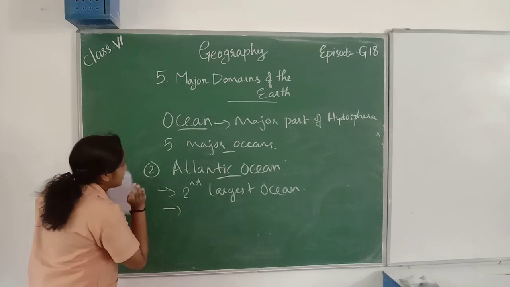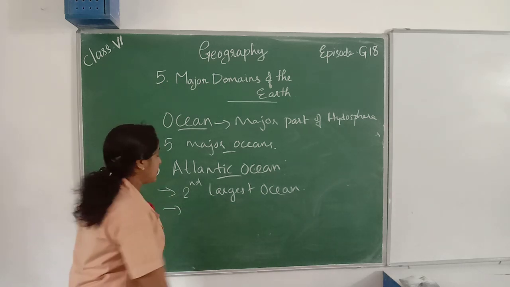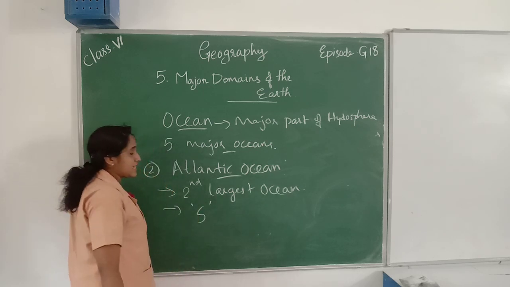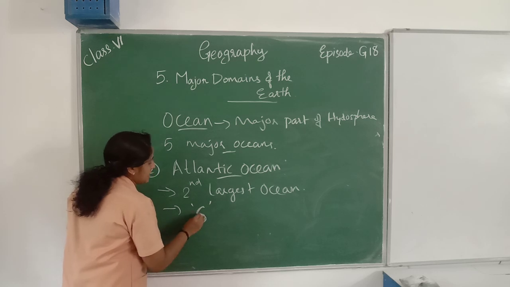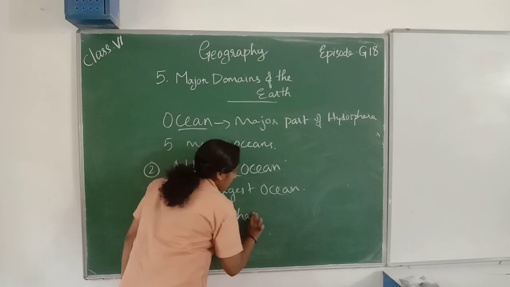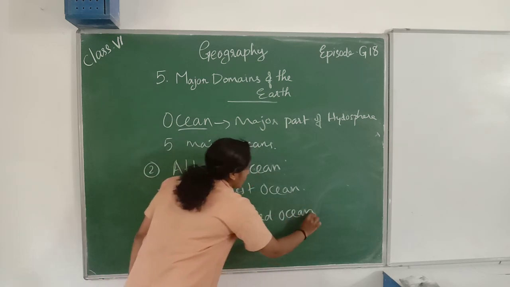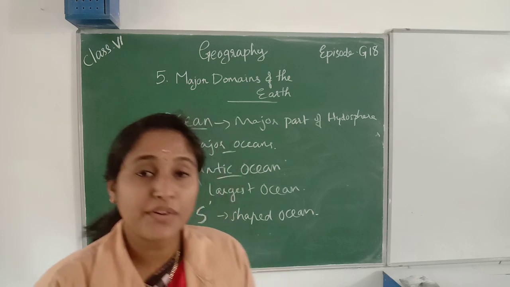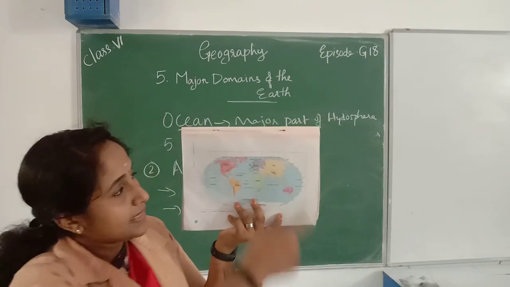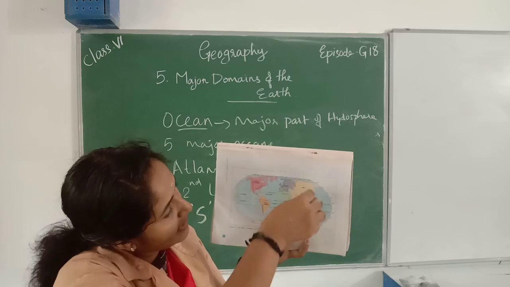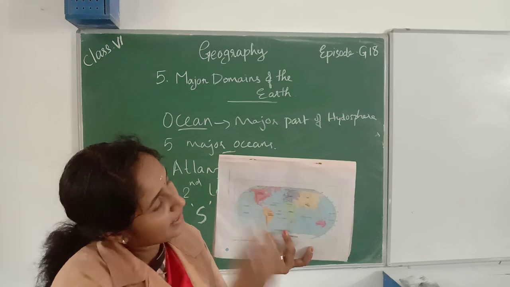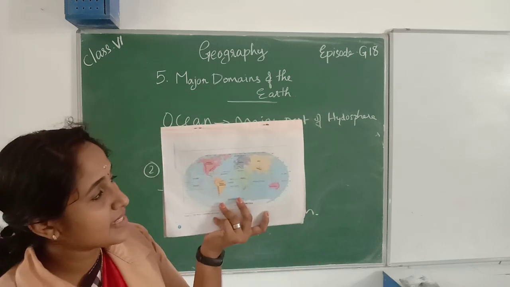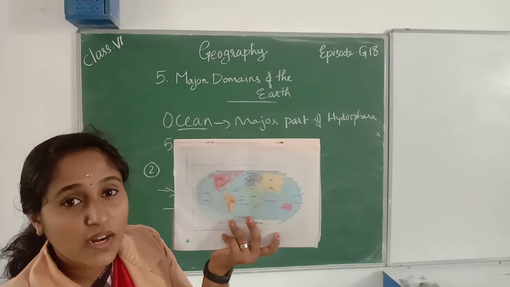And it is shaped like an S. We can see the Atlantic Ocean in the shape of an S. It is an S-shaped ocean. Look at this map. Where is the Atlantic Ocean? This is the Atlantic Ocean. Right, we can see that this is the S-shaped ocean. The S-shaped ocean is called the Atlantic Ocean.